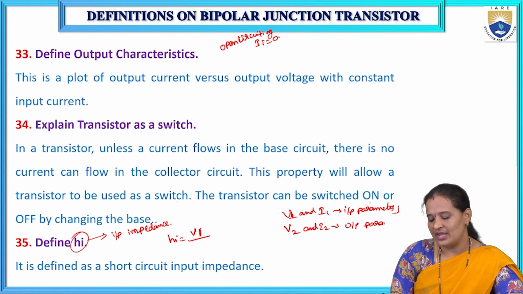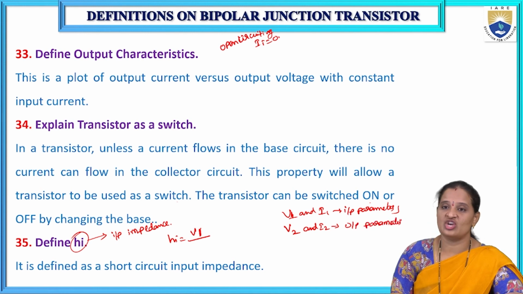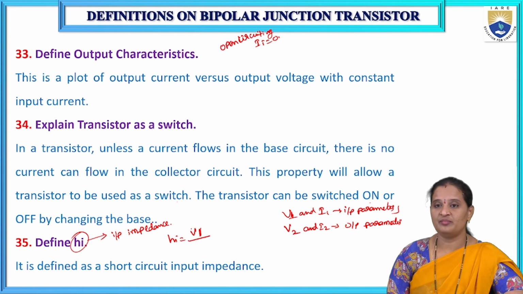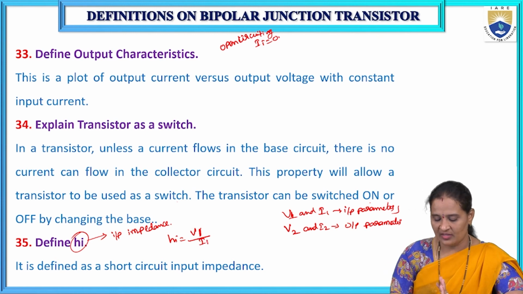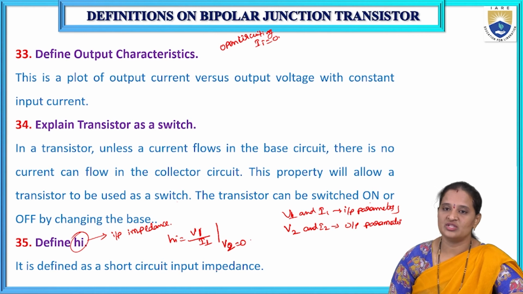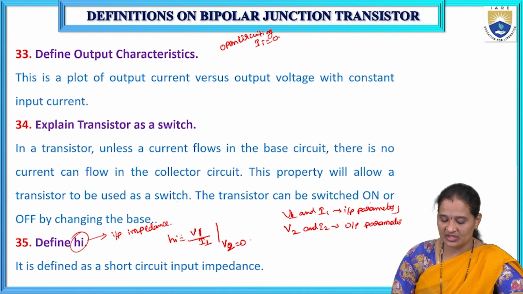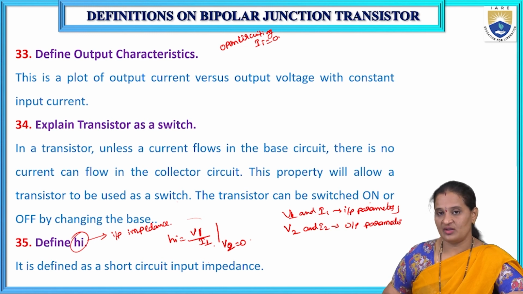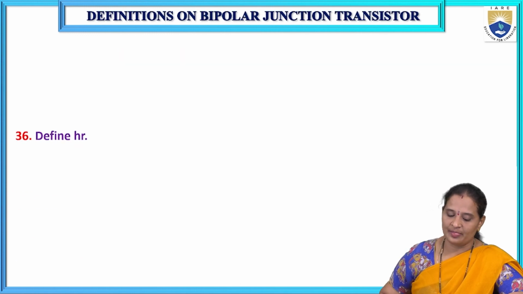So here I can define the input impedance hi as the ratio of input voltage to the input current, that is V1 divided by I1, by making V2 equal to 0. So it is defined as the short circuit input impedance. That means by short circuiting the output port, we can measure the ratio of input voltage to the input current, which is nothing but the input impedance, represented by hi.